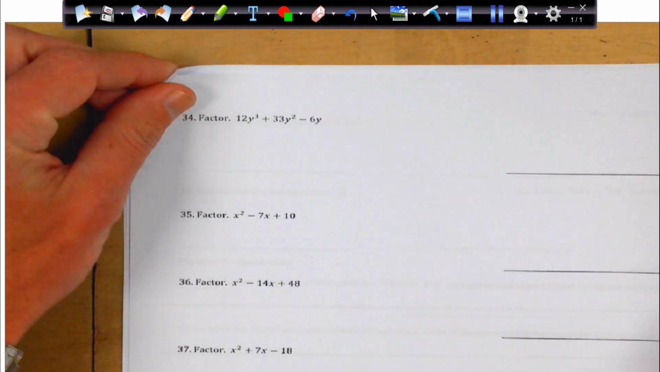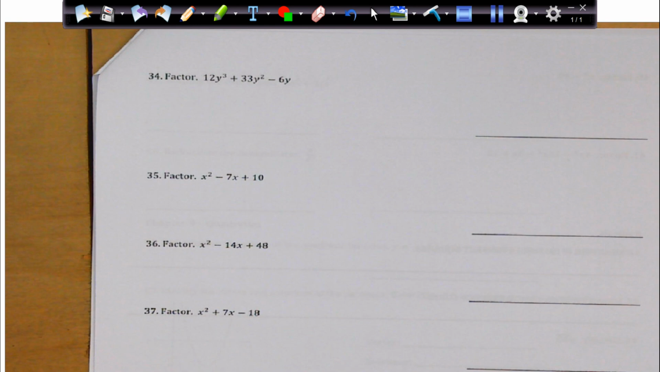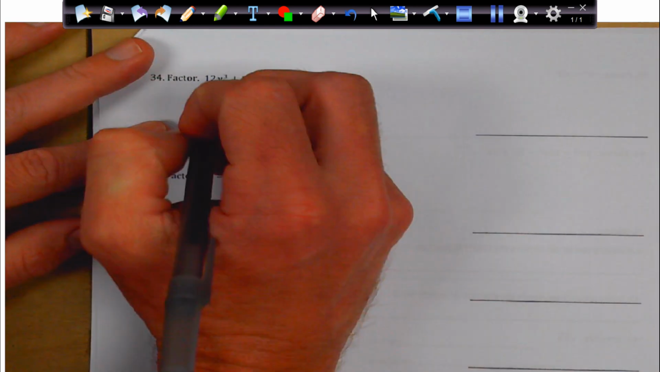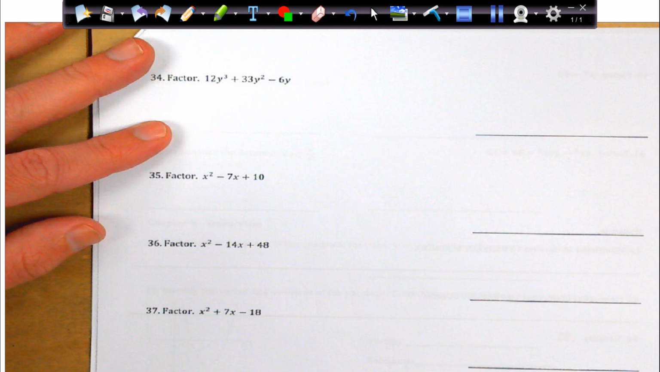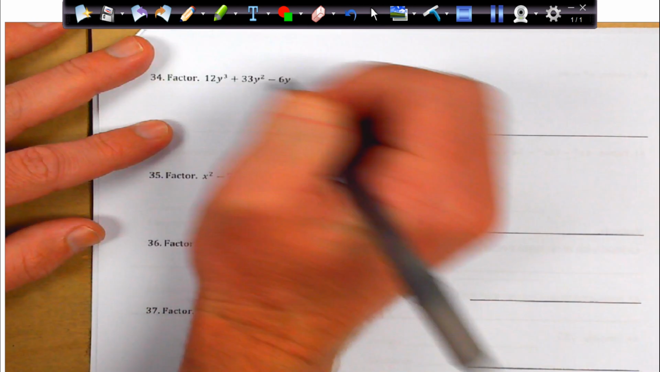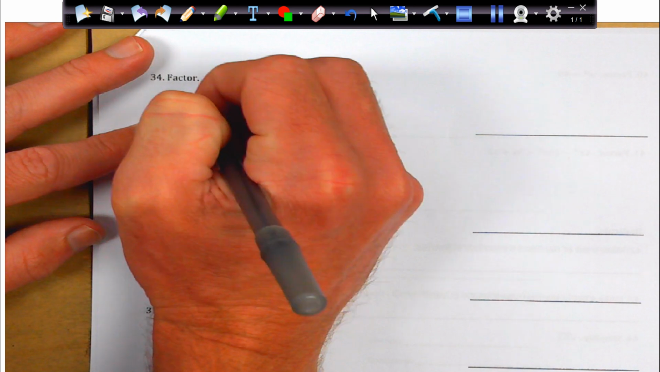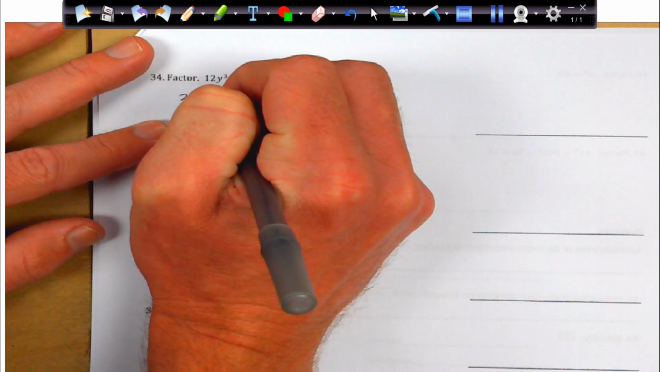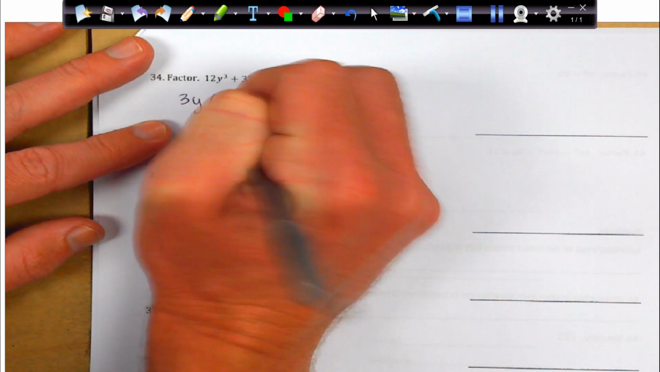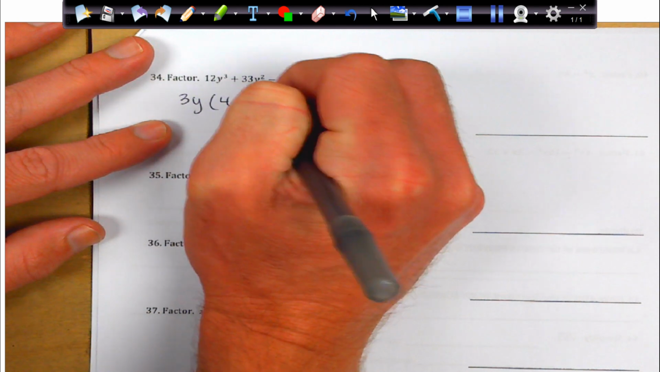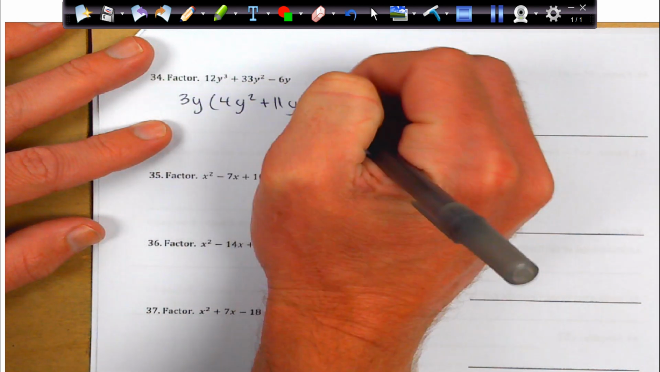All right, so on to factoring. So here, I see a GCF first of all, so 12, 33, and 6. It looks like I can pull a 3 out of that, and a y. So that's going to be 4y squared plus 11y minus 2.